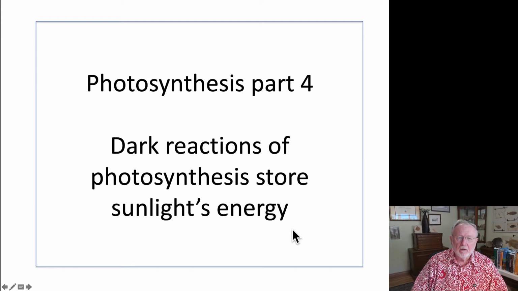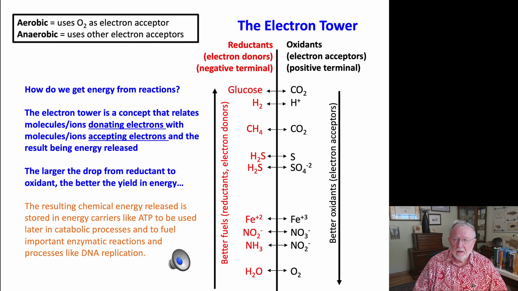Here in part 4, we'll talk about the dark reactions of photosynthesis, the means by which the energy captured in ATP and NADPH is transferred to carbon-carbon bonds. Remember from the electron tower, if we can produce molecules such as glucose, we've stored a lot of the chemical energy in those carbon-carbon bonds, which when metabolized with oxygen to produce CO2 and water, results in a large energy drop, lots of energy being made available for biosynthetic reactions.